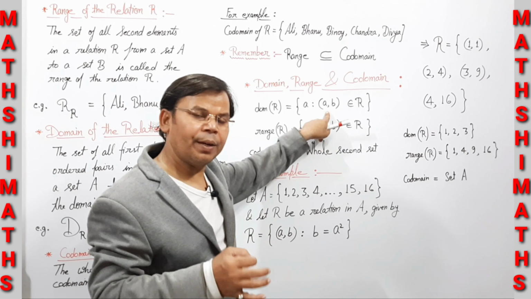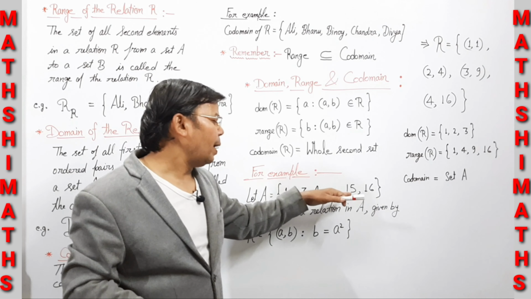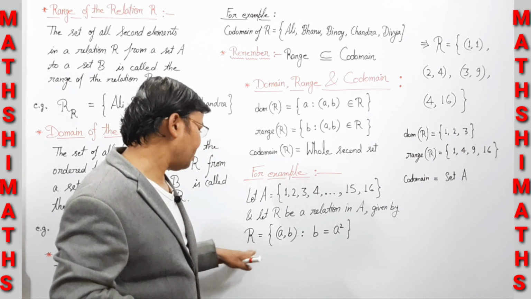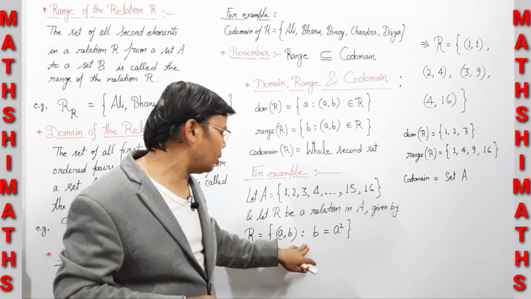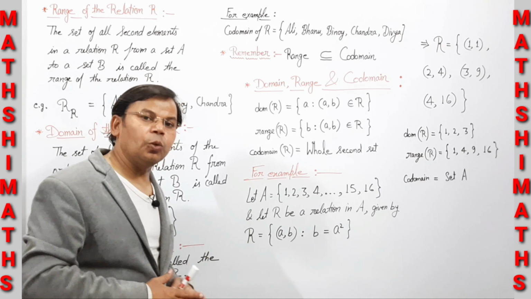For example, let the elements of set A be 1, 2, 3, 4 and up to 16. I mean all the elements from 1 to 16 are included in the set A. And let R be a relation in set A given by R is equal to the set of every ordered pair A and B such that B is equal to A square. It means the second element in the ordered pair is the square of the first element in the ordered pair.